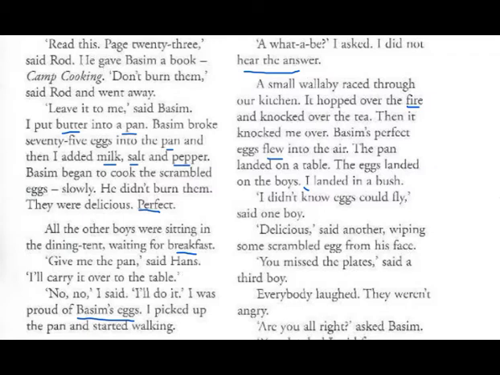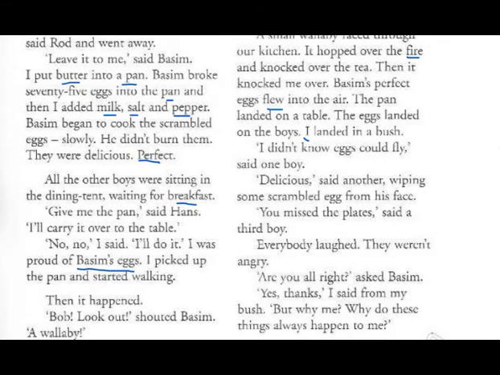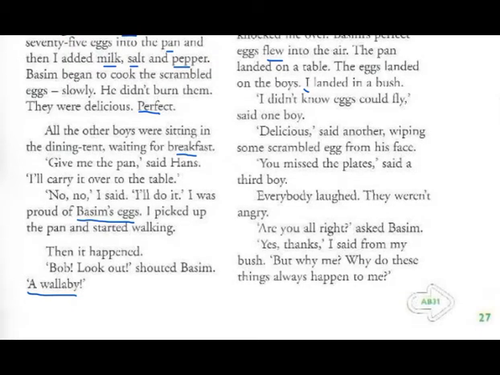I didn't know eggs could fly, said one boy. Delicious, said another, wiping some scrambled egg from his face. You missed the plates, said a third boy. Of course, they were all mocking, their speech was very sarcastic. One says he never saw eggs fly, another says delicious, and the third says you missed the plates.